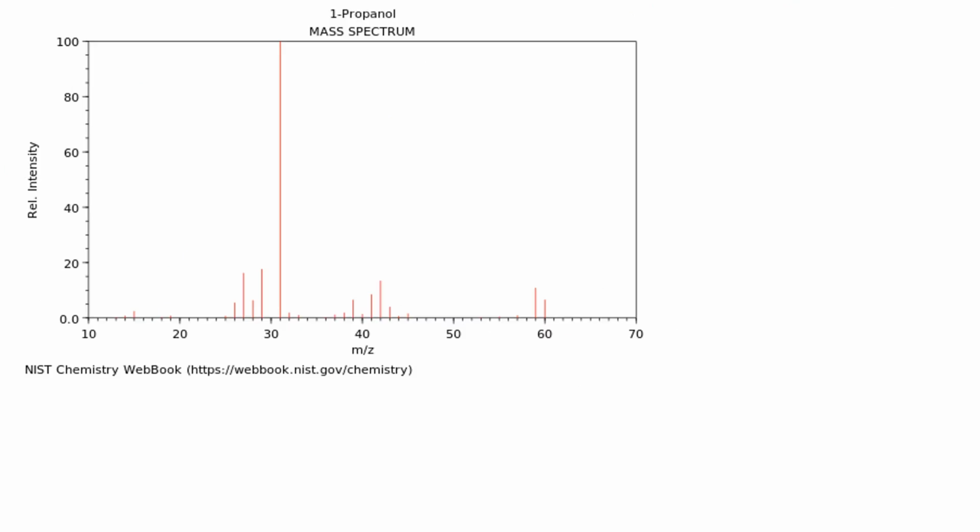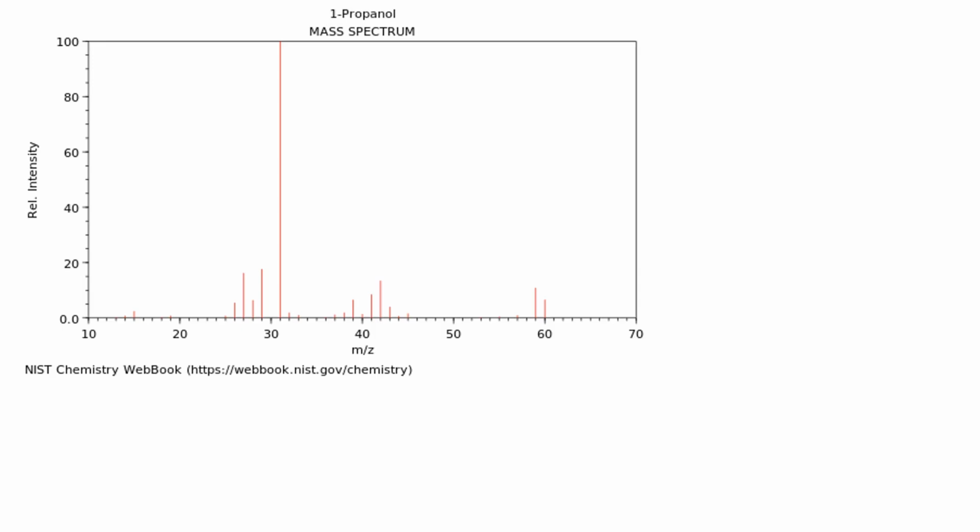Okay, so this is the mass spectrum of 1-propanol. As you can see here, it's quite different from the simplified spectrum of pentane. However, there is nothing to be worried about. It's basically the same thing, just that we have little peaks. Now all these smaller peaks are mostly a result of isotopes.